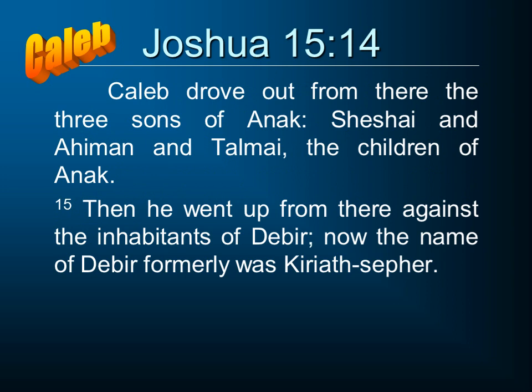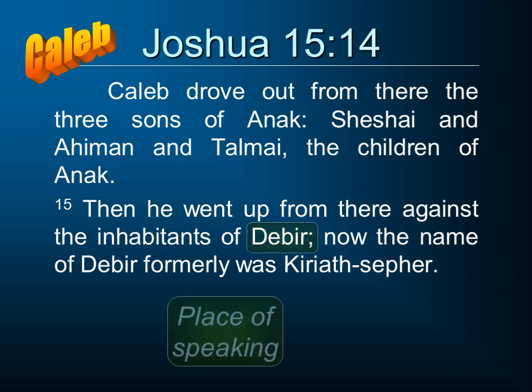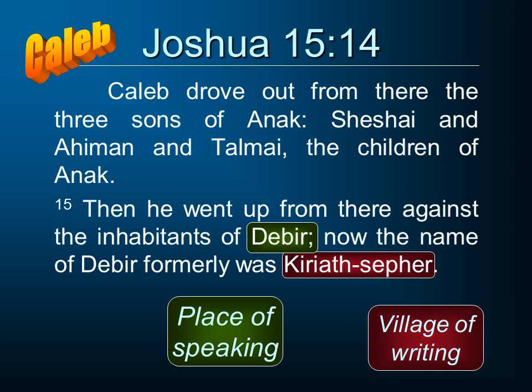Verse 14, Caleb drove out from there the three sons of Anak, and then we're told what their names were, Shishai and Ahiman and Talmai, the children of Anak. Then he went up from there against the inhabitants of Debir. Now the name of Debir formerly was Kiriath Sefer. It's an interesting name. Kiriath, remember, is the word for village. Sefer is the word for book, village of the book. And it's interesting that its name becomes Debir, which just means the place of speaking, village of the book or village of writing. And I just find the names are interesting.